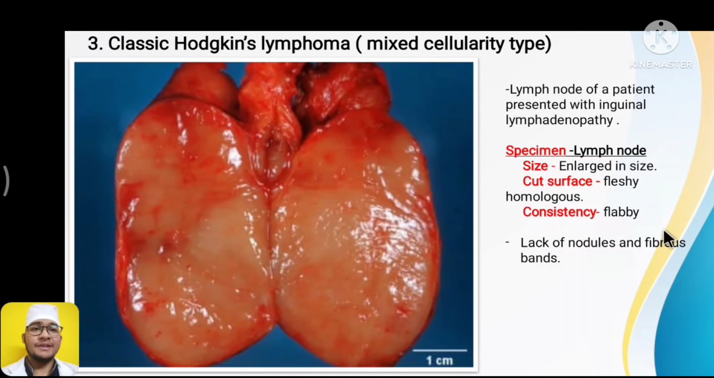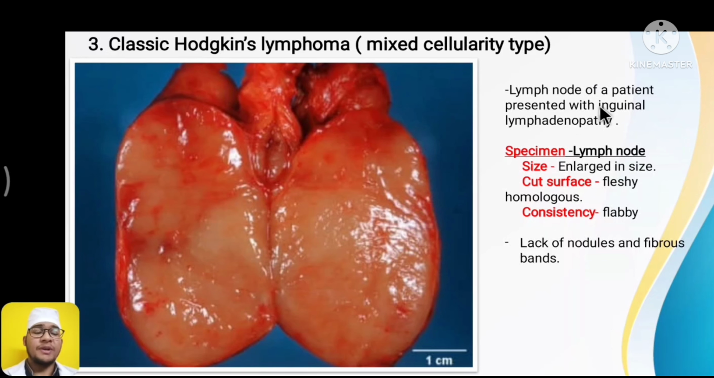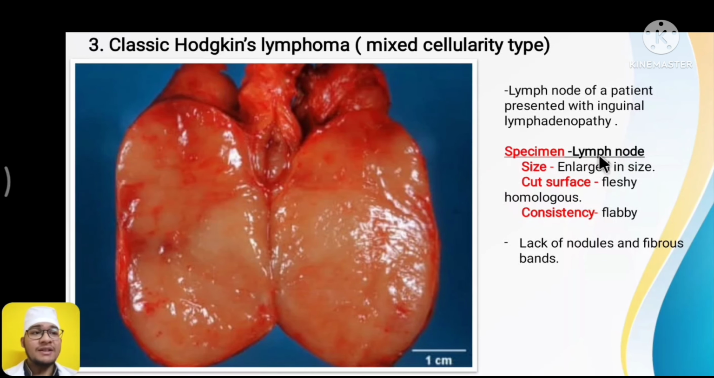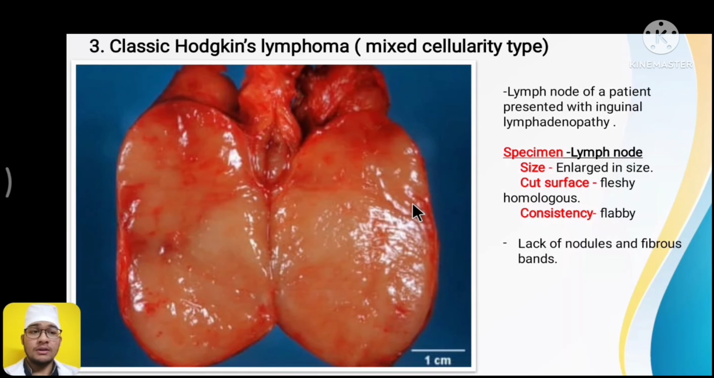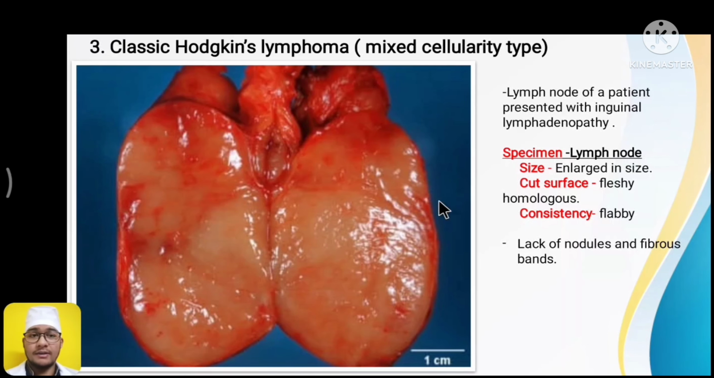The third macrospecimen is classic Hodgkin's lymphoma, mixed cellularity type. Lymph node of a patient who presented with inguinal lymphadenopathy. The specimen is lymph node, enlarged in size. As you can see, with respect to the 1 cm scale, the lymph node is massively enlarged. The cut surface is fleshy and homogeneous. The consistency is flabby, and there is a lack of nodules and fibrous bands.